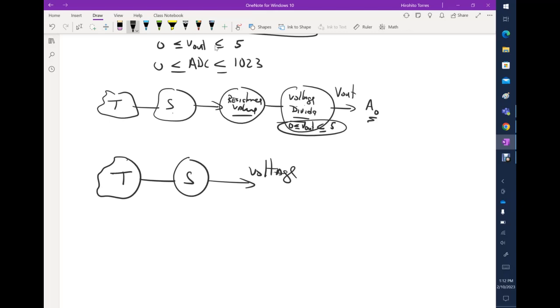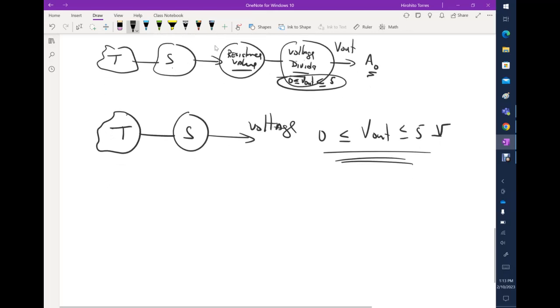So there are many sensors out there that are tailored so that the output will be a voltage between 0 and 5. If that's the case, if the voltage is between 0 and 5, that's perfect. You don't need a voltage divider in this case, because the output of the sensor is already a voltage. And there are many sensors out there that will do that.